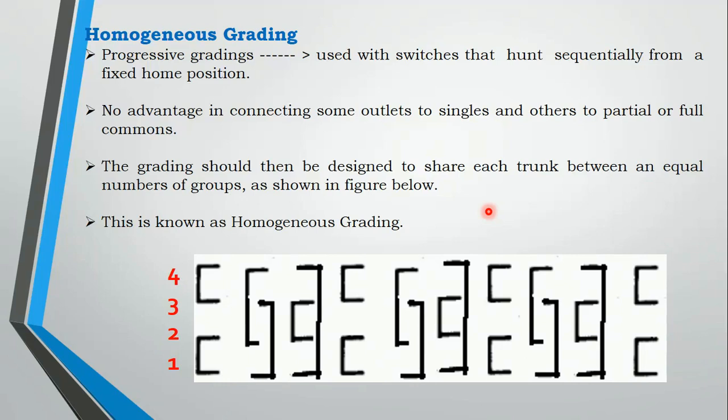So how to have a common load between individual switches and double switches? Let us have an equal number of connections. And here in homogeneous grading there are no more individual connections. You will be having double connections or partial commons or quadruples. So the grading should be designed to share each trunk between an equal number of groups. This is the special character of homogeneous grading. You can observe here equal number of gradings.